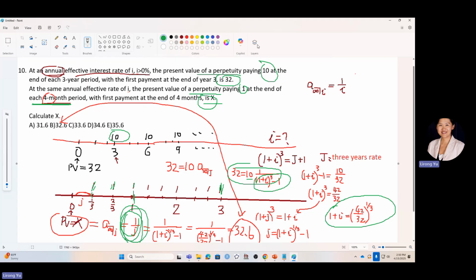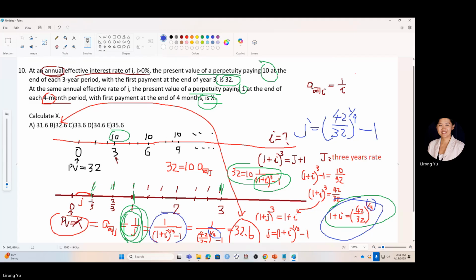For the whole year, you have 1 plus I. That's the 1 year. So you're going to take that one and raise it to the power 1/3. So this is already power 1/3, but 1/3 of this power is going to be 1/9. That's 1/9. So you have to calculate 42 over 32 raised to the power 1/9. That's the growth factor, and you minus 1. That's the so-called J, the 4-month interest rate. When I get that number and you go 1 divided by it, that's the whole calculation. That's the calculation, which I think you were getting 32.6.